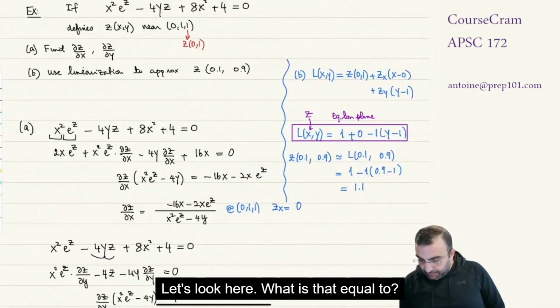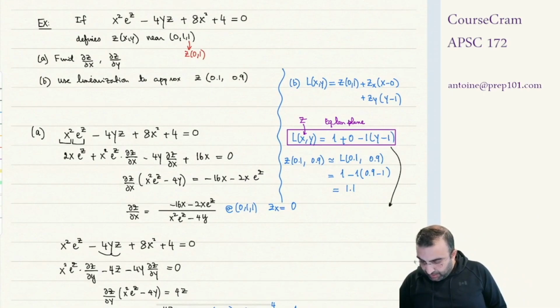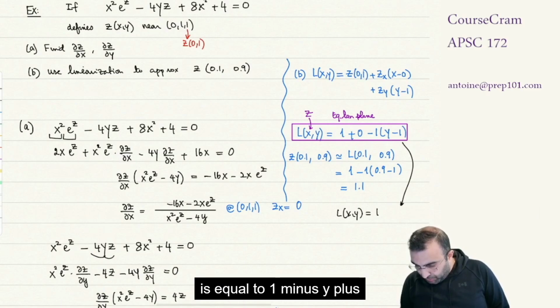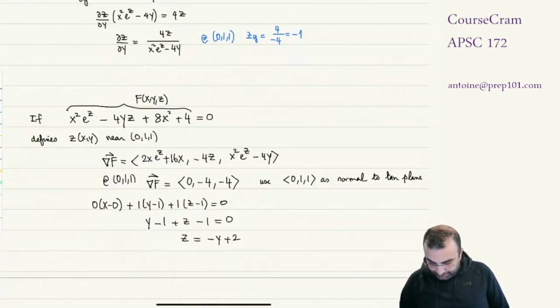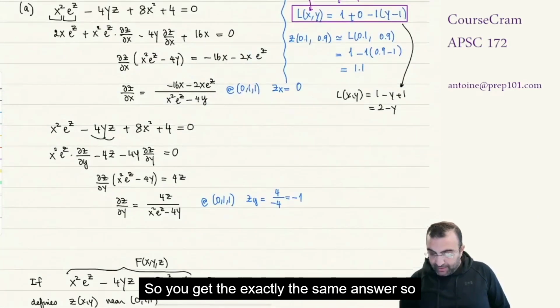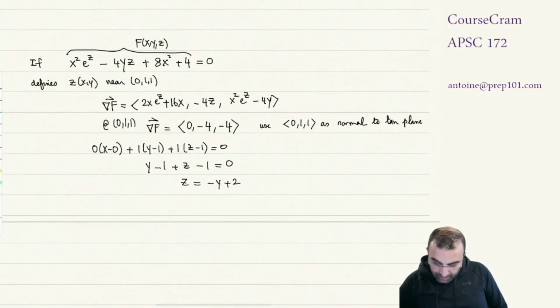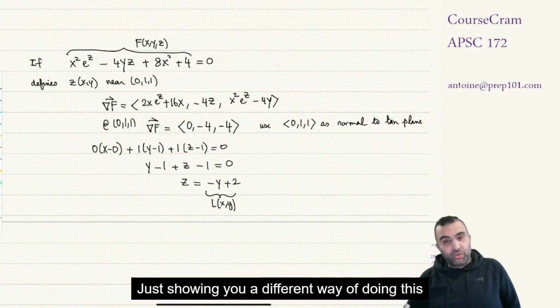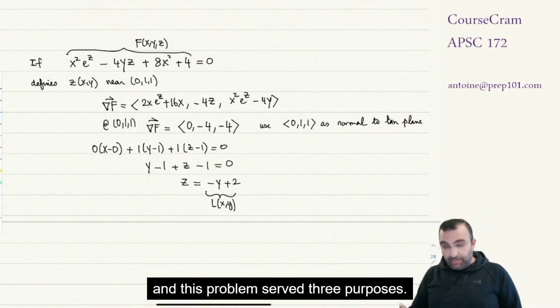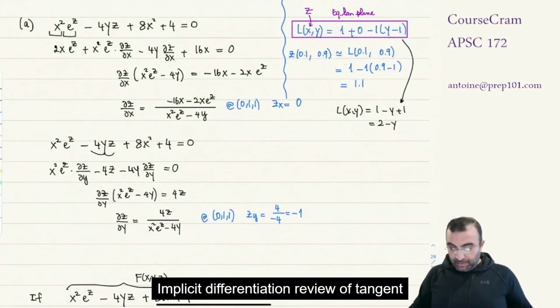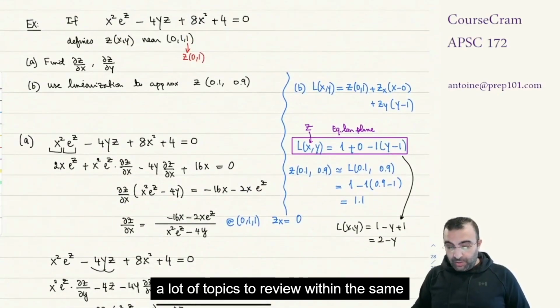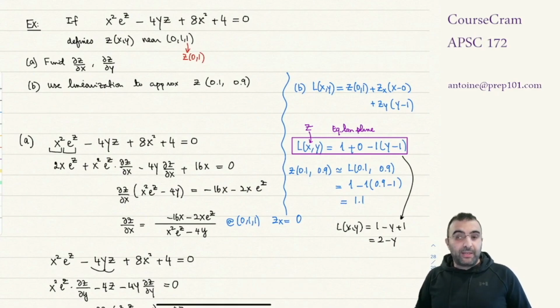Let's look here. What's z equal to? L(x,y) is equal to 1 minus (y minus 1), which is 2 minus y. So you get exactly the same answer. So you could have used this as your L(x,y). I'm just showing you a different way of doing this. And this problem served three purposes: implicit differentiation, review of tangent planes, and linearization. So we used a lot of topics to review within the same problem.